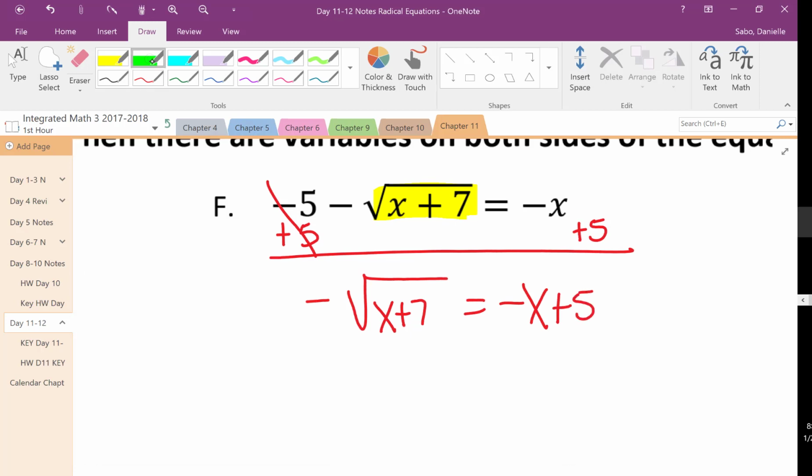Now here's the spot where a lot of people got stuck as I walked around. You have to get rid of the negative before you can do anything else. If you don't, it's going to lead to errors at the end.